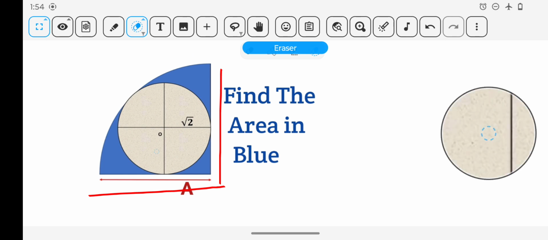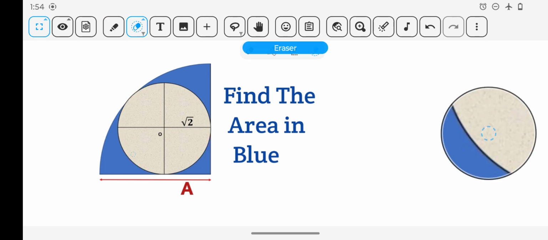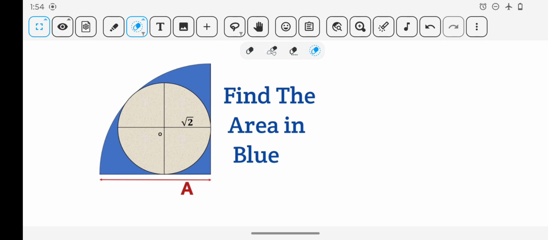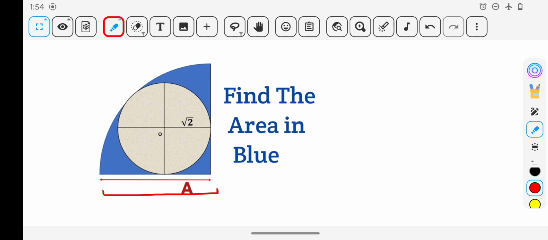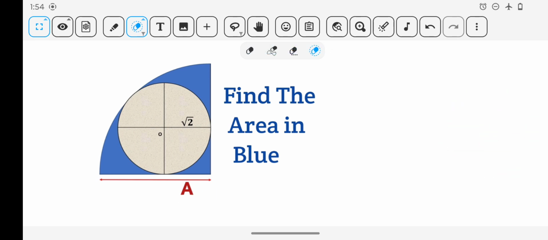Inside this big quarter circle, there is a small, complete circle with a radius of √2. Easy. And we have to calculate the area. This is the radius of the big quarter circle, and the radius of the small circle is √2. If you know the answer, pause the video and comment down the correct answer.